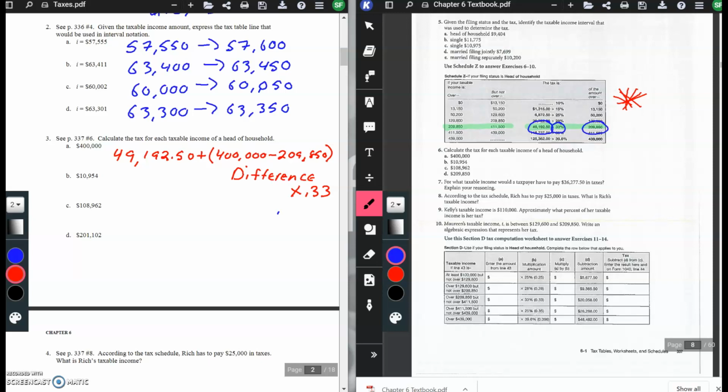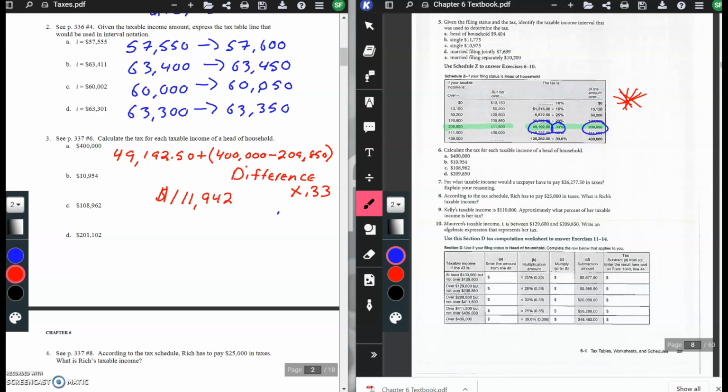Okay, so you can take out your calculators. I'm going to do the same, and let's enter it into the calculator just as you see it on the problem here. So 49,192.50 plus parentheses 400,000 minus 209,850 close parentheses times 0.33. That gives you 111,942. So 111,942 in taxes if you were to make 400,000.